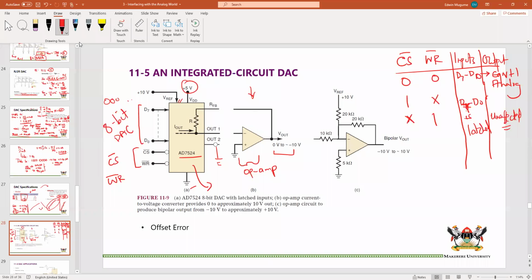Even if one is 0 but the other one is not, only latching can happen, but those inputs cannot be produced at the output in the analog equivalent format. However, eventually once we have a 0 and that's a 0, then these will now give you an equivalent output on the analog side. That would be an analog output, sorry. Any questions?